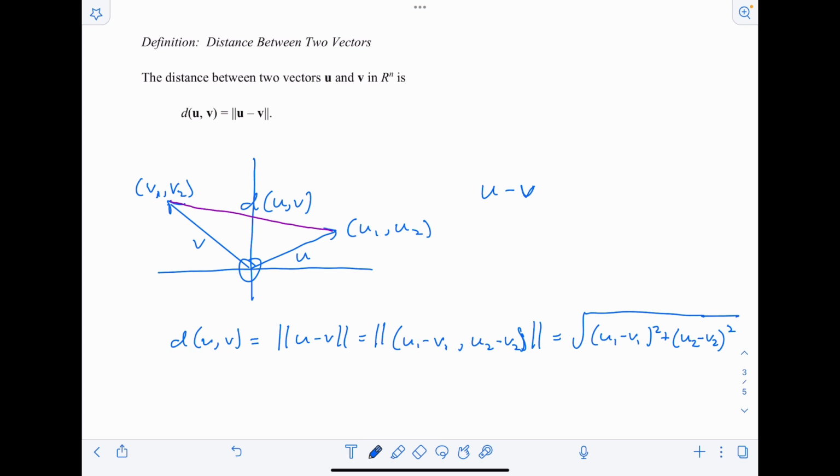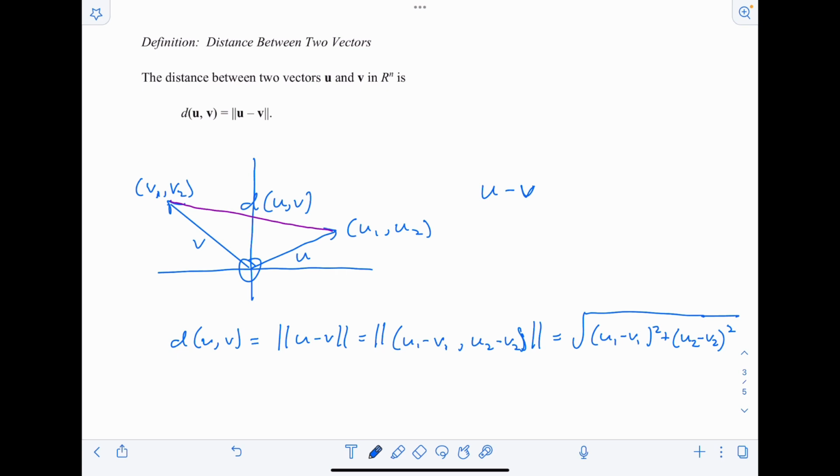Notice that all that is the distance formula. That's all it is, right? The distance formula in two dimensions is the square root of x2 minus x1 squared plus y2 minus y1 squared. That's the distance between two points in the xy coordinate system.